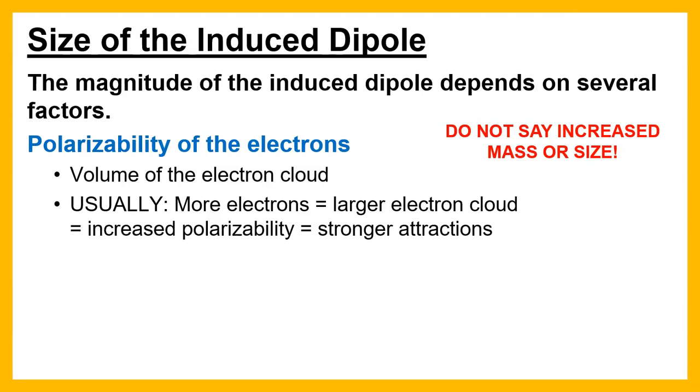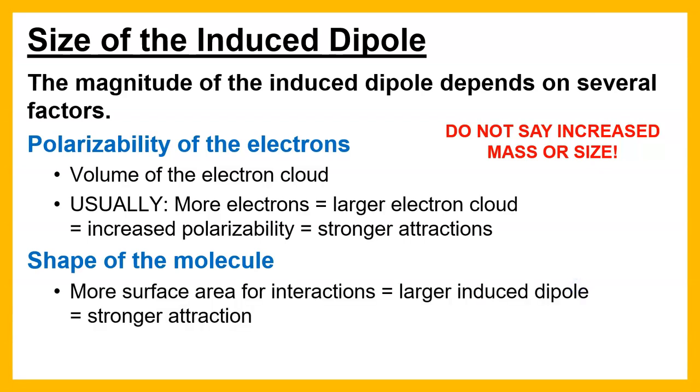The other part of this is that the shape of the molecule matters. When you have a larger surface area, you have more places where you can get that temporary dipole, and so you have the potential for stronger attractions.